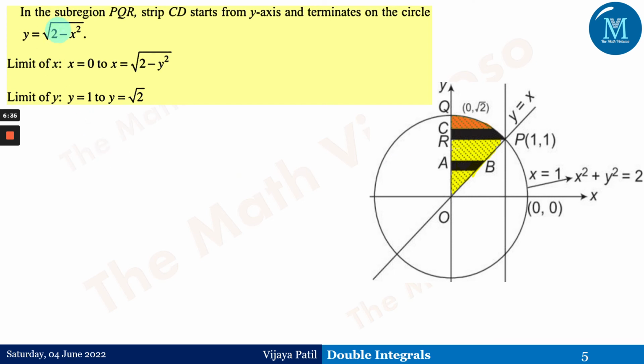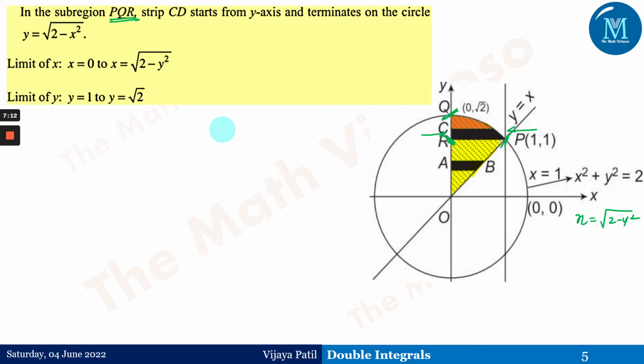Similarly, if you check the subregion PQR, which is in the orange color, this strip has an upper end and a lower end. Our lower end is on the y-axis and the upper end is on the circle. So the limit is moving from x equals 0 to x equals square root of 2 minus y square, because the equation of this circle is x square plus y square equals 2. That is nothing but, in terms of x, square root of 2 minus y square.